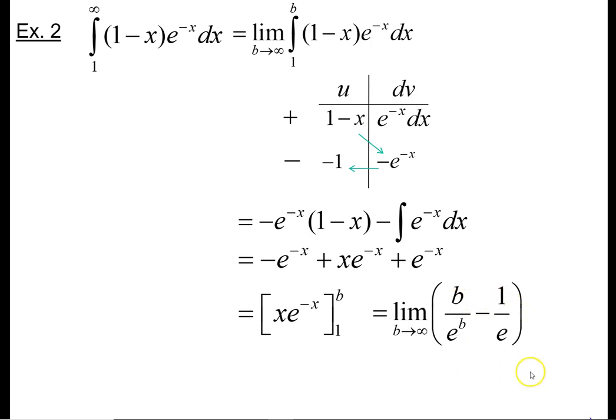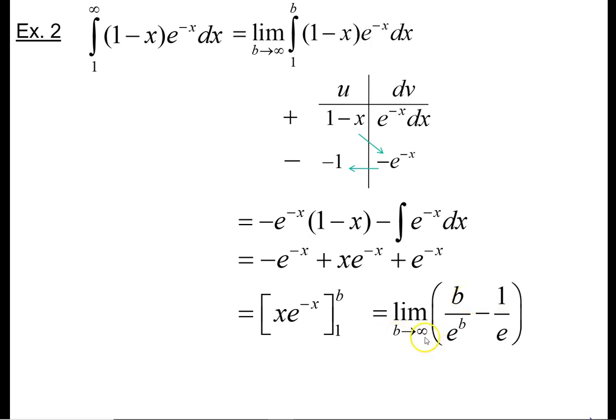Now think about what's going on here. What's going to happen to this expression as b approaches infinity? Well, remember we talked about growth rates in the previous part of this chapter. So, of course, 1 over e is a constant, so we don't worry about that. But for the b over e to the b, think about which of these grows larger faster: the exponential function e to the b, or just the b?